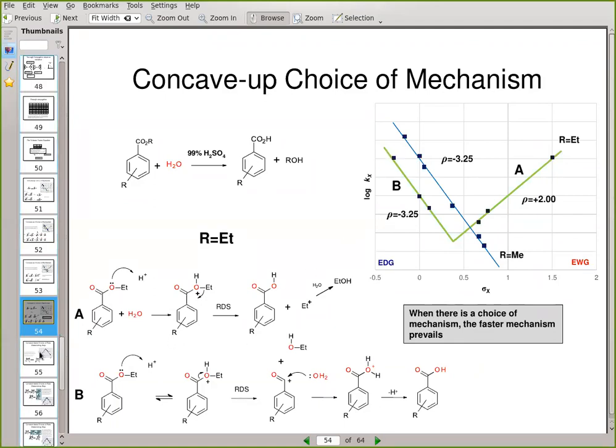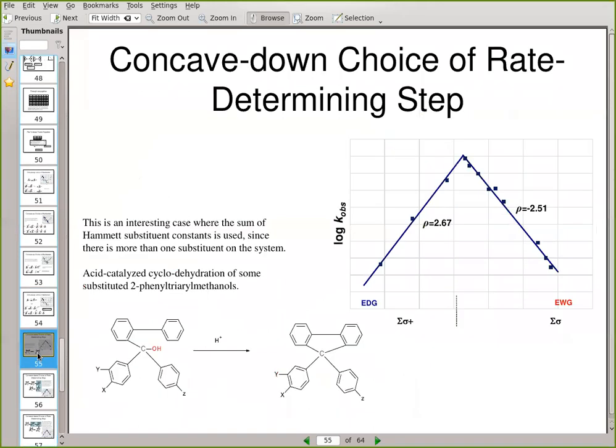Okay. Right. But what I want to have a look at today and concentrate on is a slightly different mechanism where the graph you get is concave down. Now, I just want to point out a couple of things. Firstly, this is not a curve. It is two straight lines. And so if you were going to plot in Excel like I've done, I actually plotted those three separately to get a straight line with rho of 2.67. And I plotted these ones separately to get rho, the gradient, as minus 2.51.